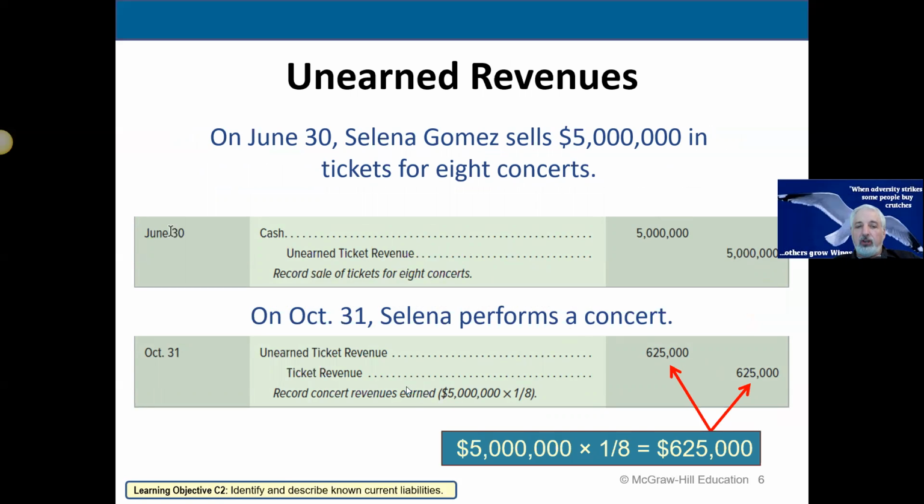The concert happens on October 31 or during October, and we move a portion for that concert into actual revenue, 625, and reduce the unearned ticket revenue because we don't owe it anymore. It's been executed. It's been used. We don't have to refund that money anymore. But if we cancel the rest of the concerts, we'd have to give back the rest of the money. So 5 million less 625 is where we would be if we were returning funds or not recording those funds.